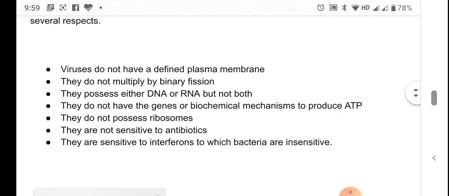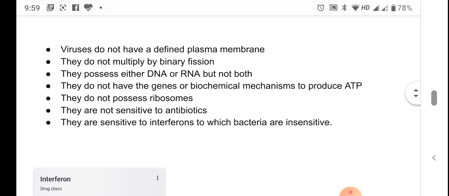Then, they do not multiply by binary fission. That is another difference. They possess DNA or RNA, but not both, whereas prokaryotes have both DNA and RNA in a single cell. They do not have the genes or biochemical mechanisms to produce ATP. They do not possess ribosomes. Then, they are not sensitive to antibiotics, which is another difference from prokaryotes.